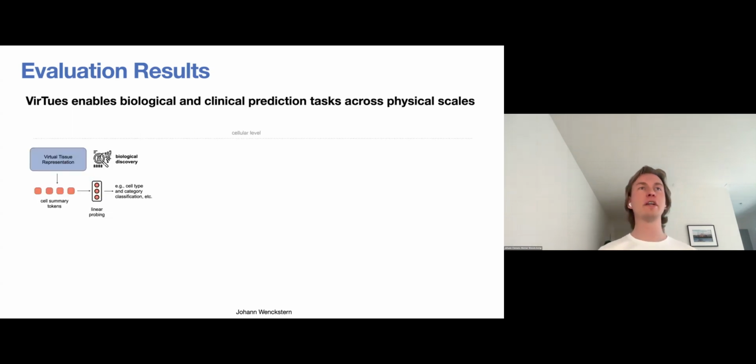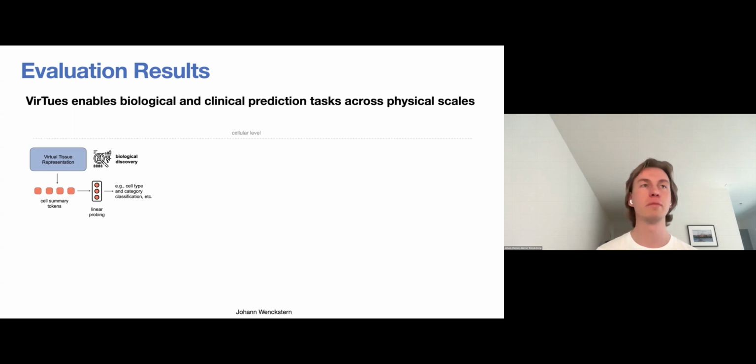Next I would move to evaluating the representations it learns on more biological or clinical downstream tasks. We did this evaluation across the different scales we're looking at. So we started at the cellular level and then moved to niche level tasks and tissue level tasks. For the cellular level, we take the representations of VirTues, we get the cell summary tokens, and we applied linear probing to predict cell type or cell categories in a multi-class classification manner.